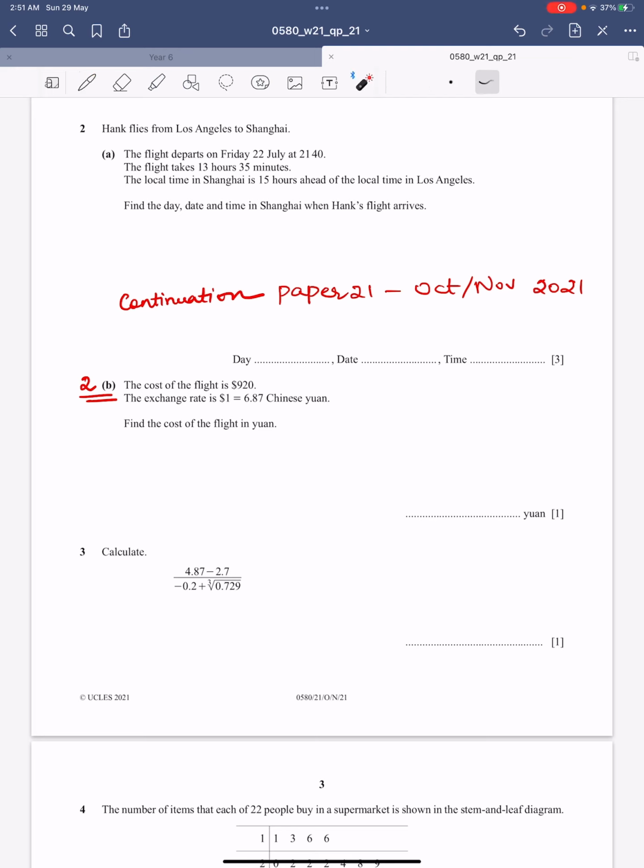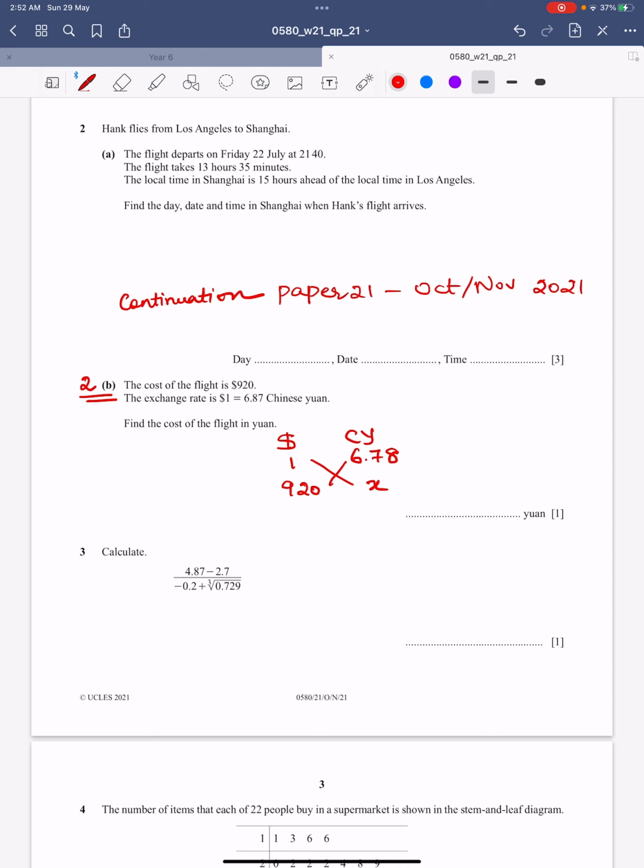We are already given the exchange rate here. So we know that $1 is equal to 6.87 Chinese yuan. When we are doing questions related to currency conversion or foreign exchange, it is easiest to use cross multiplication, because the answer is always right using cross multiplication. So we need to find the cost of the flight in Chinese yuan, and in dollars it is 920. So 920 and x, here we do cross multiplication.